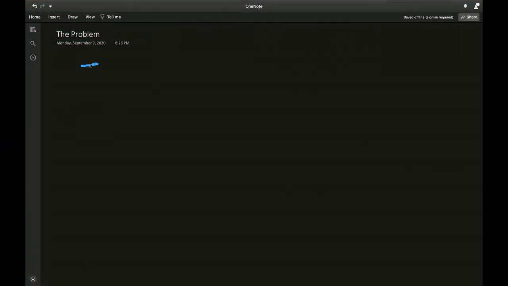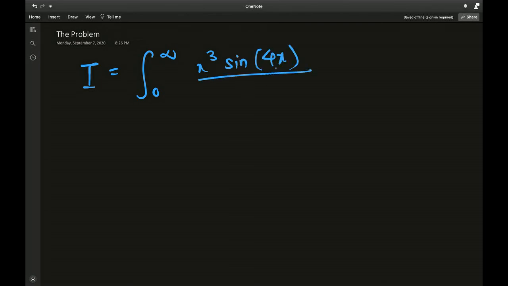As always, I'm going to label that I. We have the integral from 0 to infinity of x cubed times the sine of 4x divided by x to the 4th plus 4 dx. And as I already promised you, this is going to involve complex analysis, so we are going to do that by complex analysis.